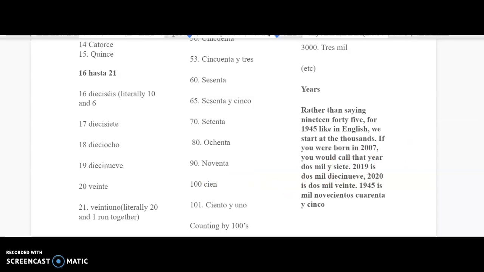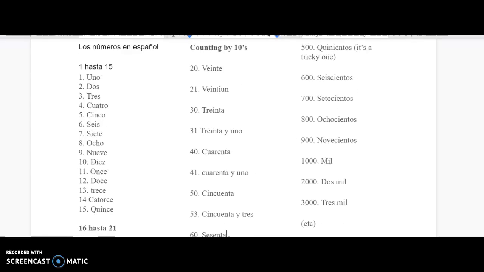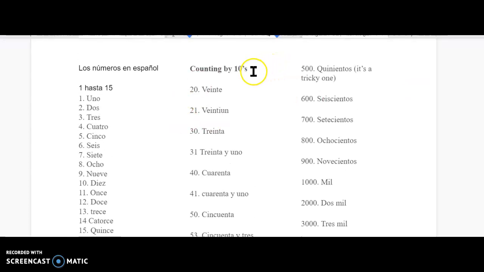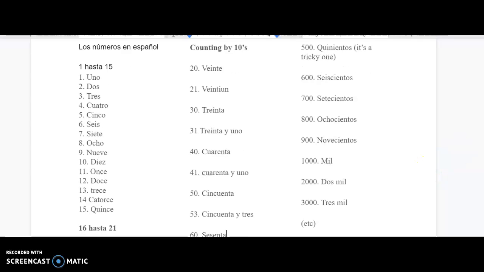The rest of the numbers are additive in the same way. You just add things on. So if we're counting by tens, 10, 20, and then we would get 21, 22, 23, 24, etc. 30, 31, 32, 33, 34. 40, 41, 42, etc., etc.